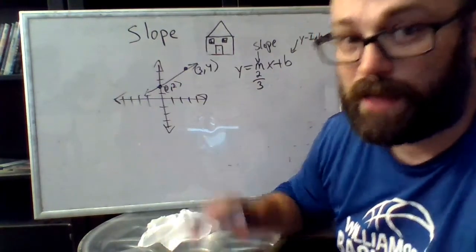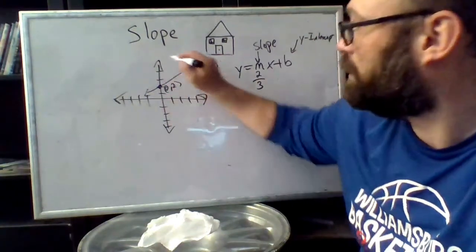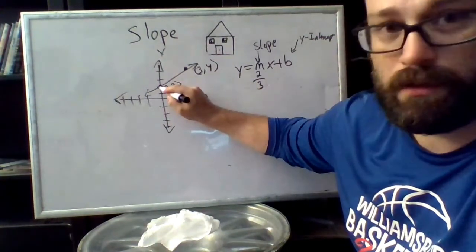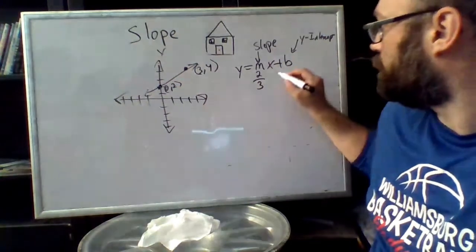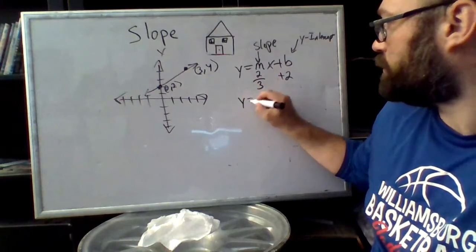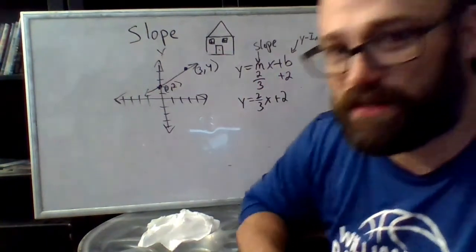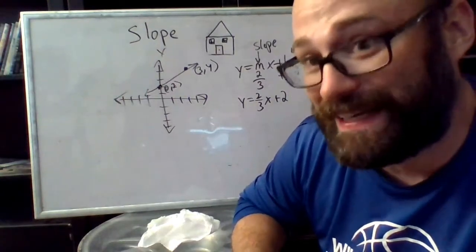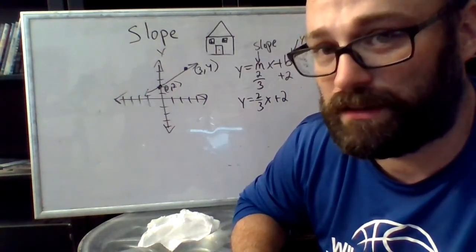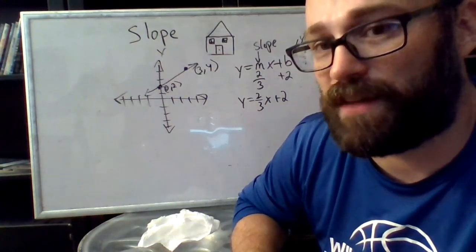There's our slope. Now, the y-intercept is very easy to find. Where does the line cross the y-axis? Right here at 2. Okay? So our intercept is positive 2. So our equation is y equals 2/3 x plus 2. So if it's on a graph, it's very easy to find. Okay? So that's not an issue.